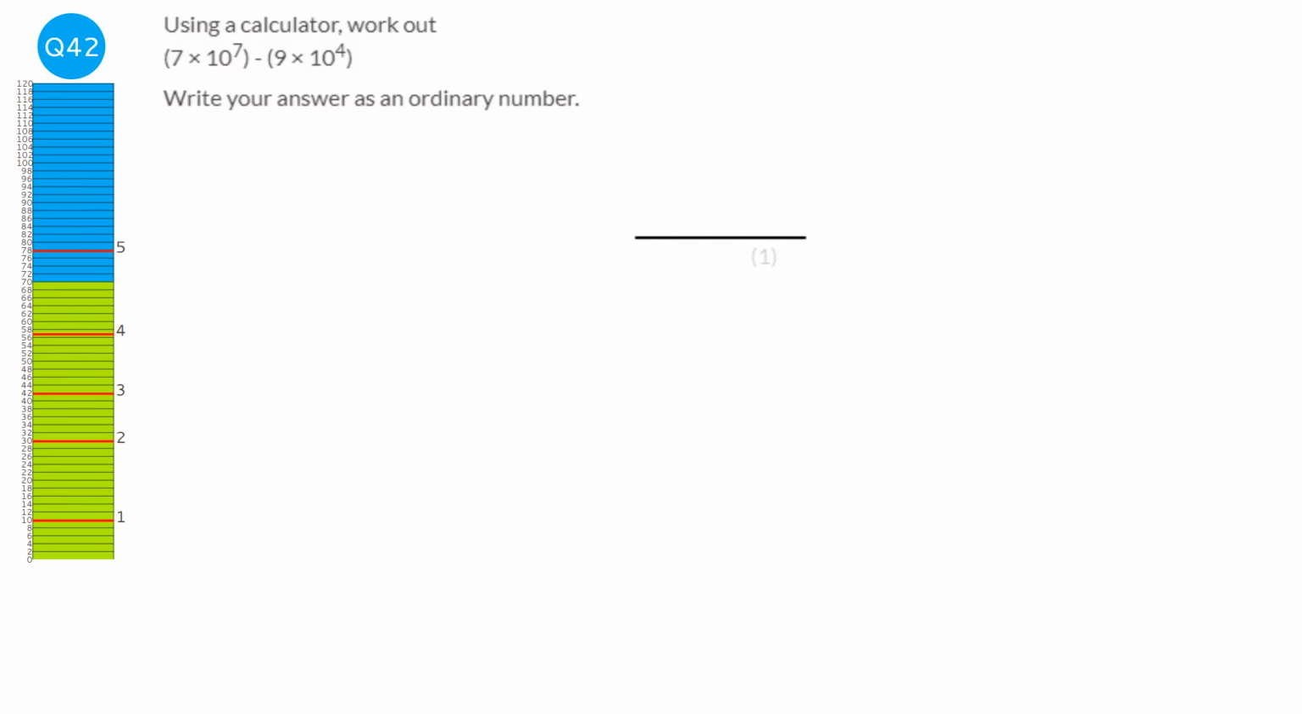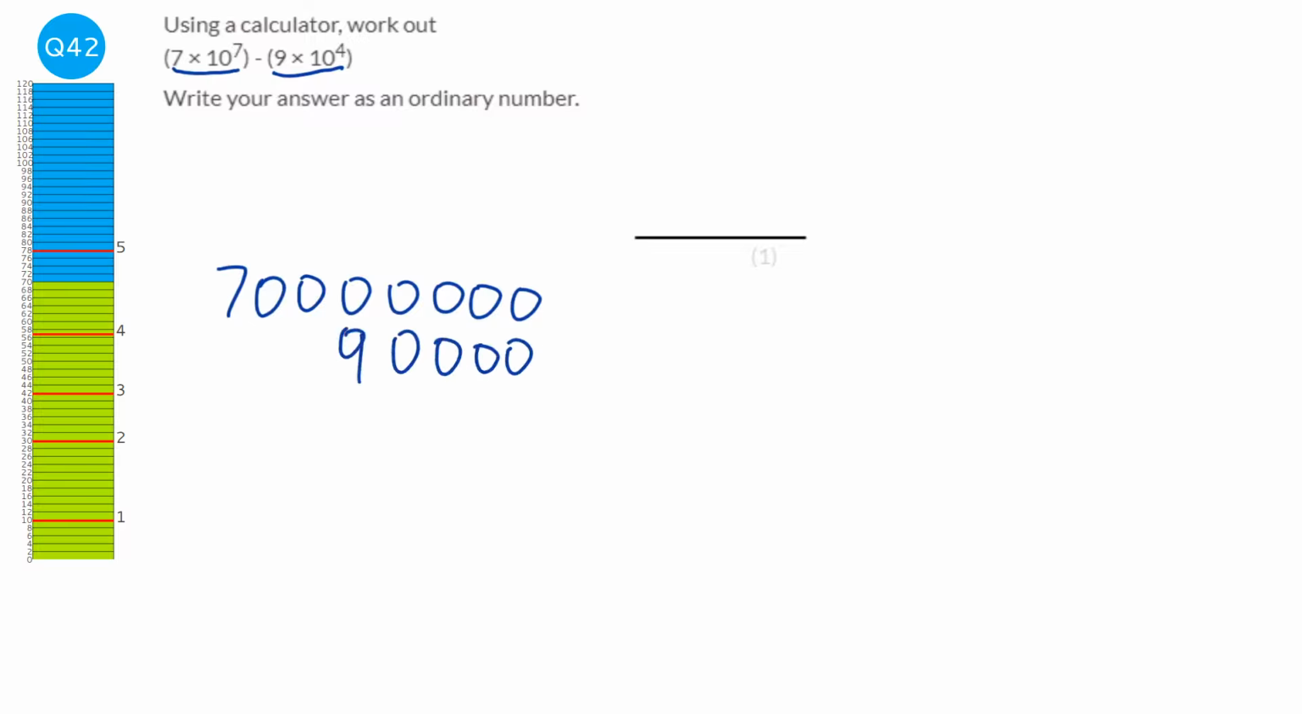So the only way of answering this question is to work out what these are as ordinary numbers. And so 7 times 10 to the power of 7 would be 7, 1, 2, 3, 4, 5, 6, 7. And 9 times 10 to the power of 4 would be 90,000. So that would be 9, 0, 0, 0, 0. And so we're just subtracting them like that. And so we'll get 6, 9, 9, 1, 0, 0, 0, 0.